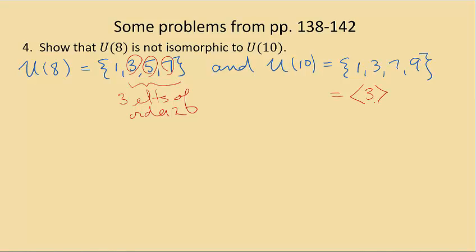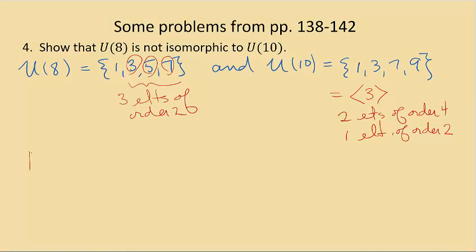It's cyclic. A cyclic group of order 4 has 2 elements of order 4, and it has 1 element of order 2. So we know that U8 has 3 elements of order 2 and U10 has 1. Therefore, they cannot be isomorphic.